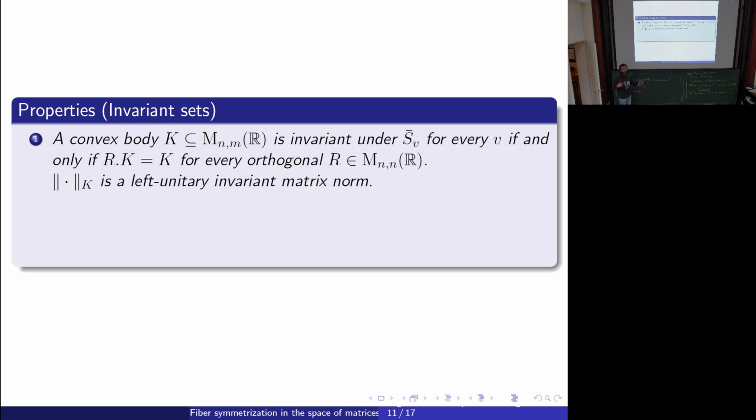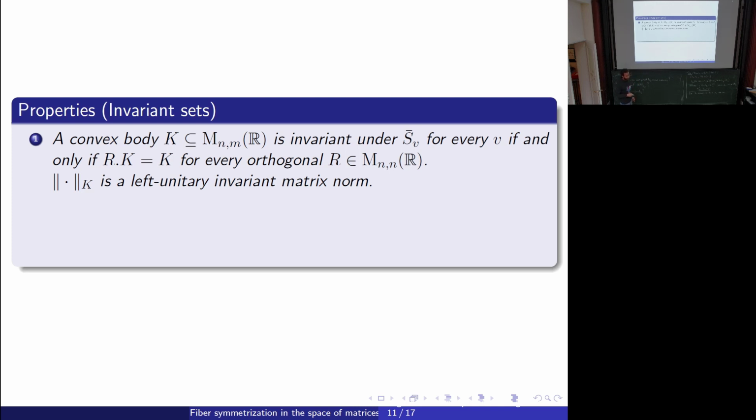Of course, one could, for instance, play with the transpose. If you transpose, symmetrize, and then transpose again, then you will have a right symmetrization, and you will have a doubly invariant set if and only if the matrix is unitary invariant.